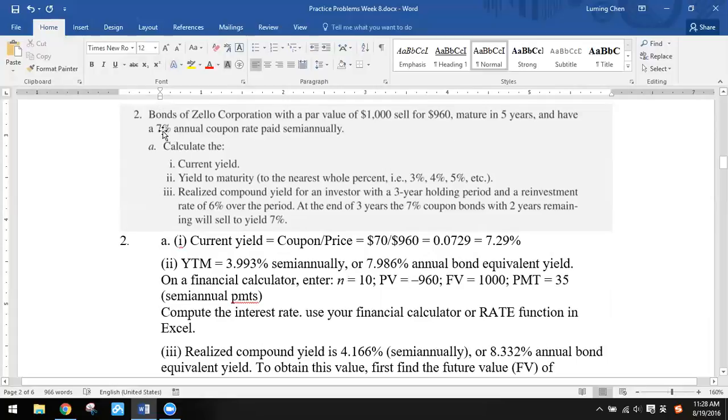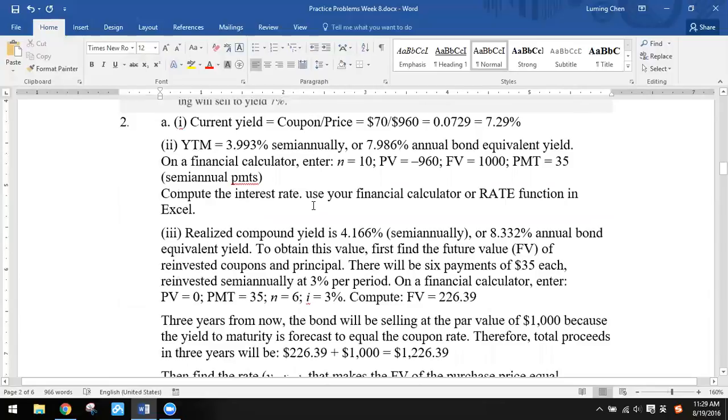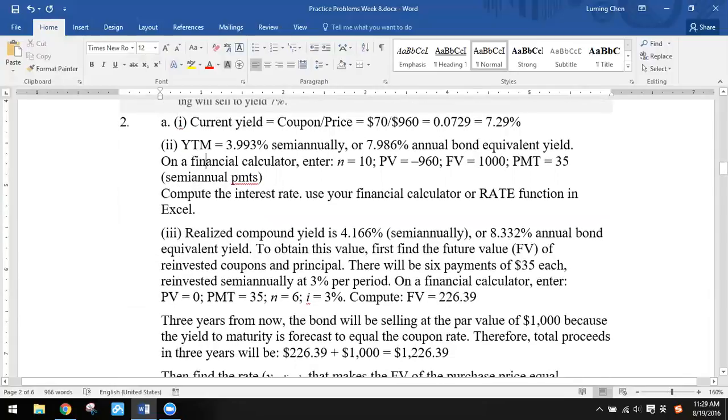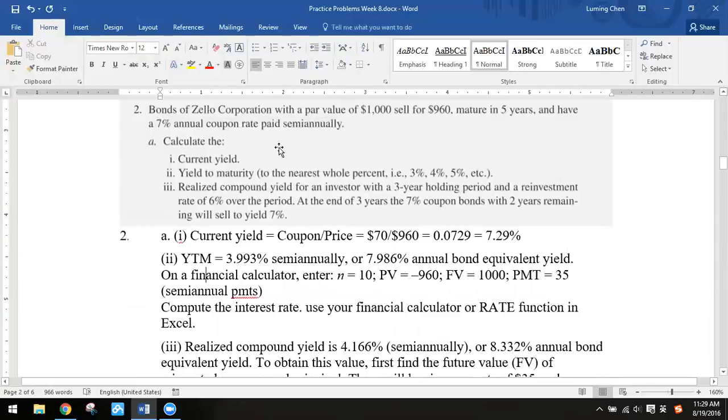I'm sorry. It's an annual coupon rate paid semi-annually. So it's actually, oops, sorry. It's actually 35 semi-annually, and the current yield is your total coupon a year over the price, so it's 70 over 960. And now the number of periods should be 5 years times 2 because it's a semi-annual bond.